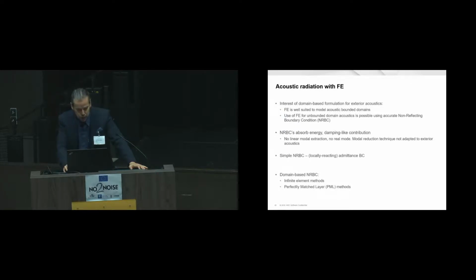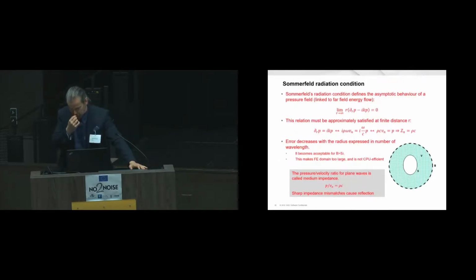The first approach is a very, very simple one. When you are dealing with exterior acoustics, you have a condition that is called the Sommerfeld radiation condition that defines the asymptotic behavior of the pressure field far away from all the radiating or acoustic sources. It's linked to the far field energy flow that has to be outgoing, that cannot be ingoing. You know that this relation should be satisfied approximately if you are far away enough, even if you are not at infinity. And if you look at this expression and get back to the expression of the velocity in terms of pressure gradient, you will see that basically this expression is equivalent to imposing an admittance far away from the radiating body on a sphere, an admittance that is equal to the specific admittance of the fluid medium, rho c.